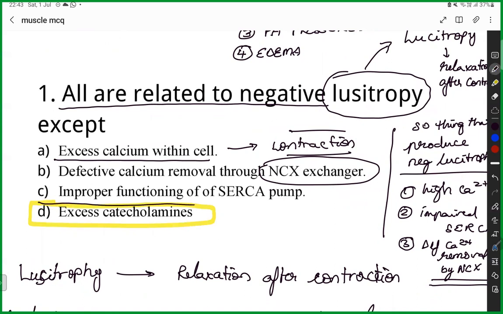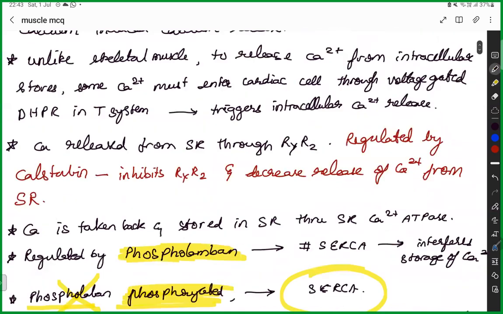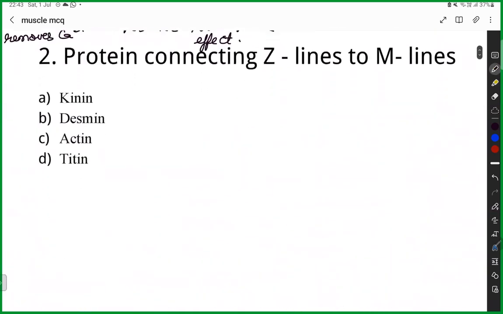So everyone clear, right? What is the answer? The answer is excess catecholamine. Now, moving on to the second question. Protein connecting Z line to M line. Okay, they have given four options here: kinin, desmin, actin, titin.